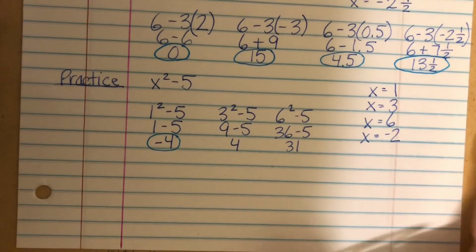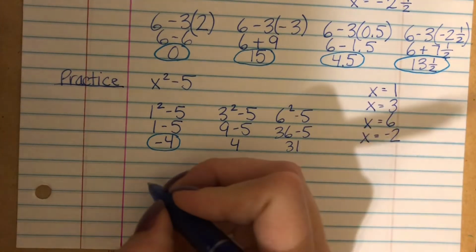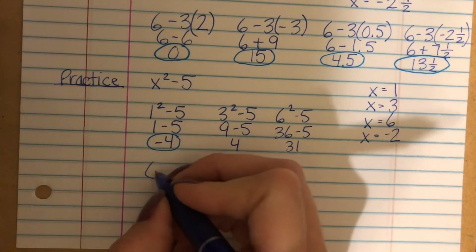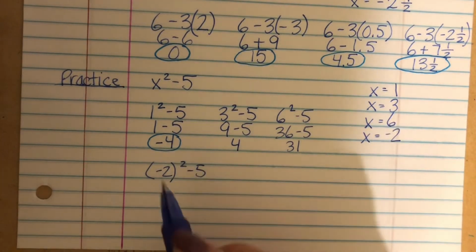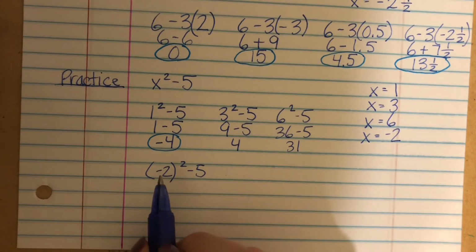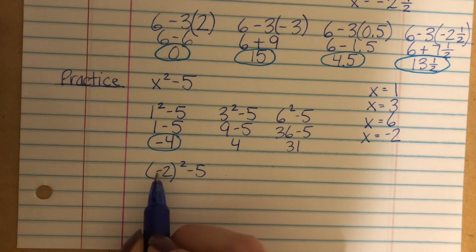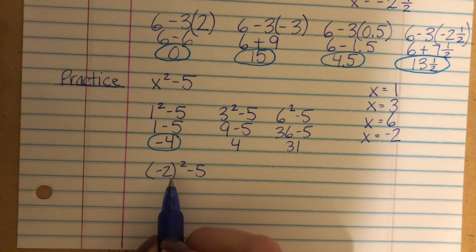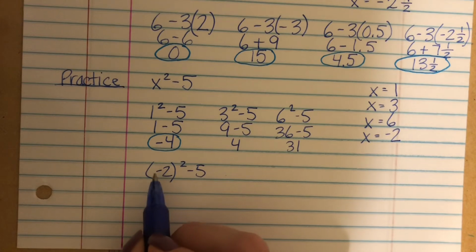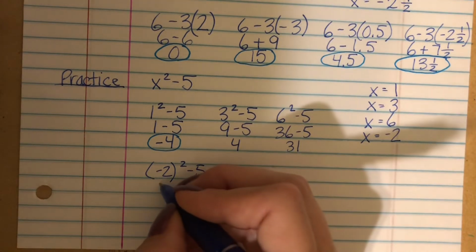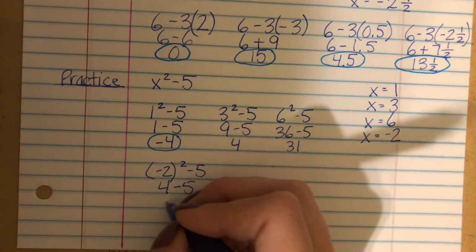Kind of out of room. Let me go underneath. So I'm going to put this in parentheses. Okay, now I purposely put this in parentheses because it is negative. If you don't put it in parentheses, you're going to get the answer wrong. Because if you don't put it in parentheses, you'll square the 2 and not the negative, and it will become -4. But it's the whole variable x that's being squared, and in this case, that whole thing is -2. So this is going to be +4 minus 5, which is -1.